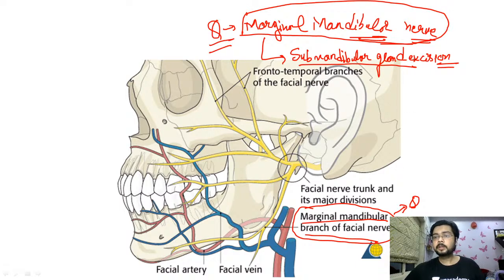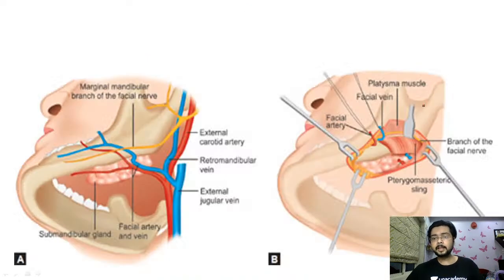So in these two operations, whenever there is any pathology of the submandibular gland, like a submandibular duct stone, or a stone in the gland itself, or any neoplastic lesion of the submandibular gland, you need to remove it, and then you need to take care of this marginal mandibular nerve. So see how fragile this nerve is, and what will happen if this nerve is damaged.